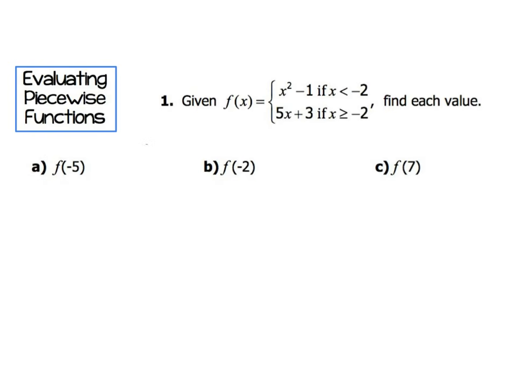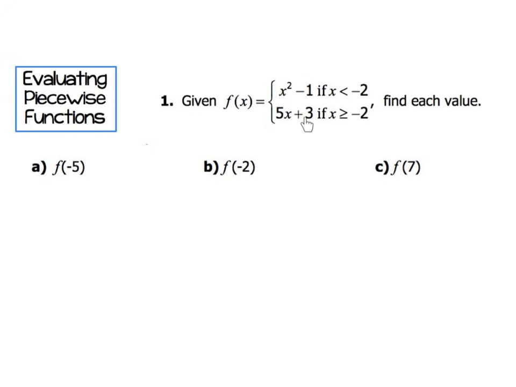So in order to evaluate piecewise functions, here's what we need to do. Piecewise functions will always look like this, where we say f of x, because it's a function, is equal to, and we put a brace because we have two separate functions. Our first function is x squared minus 1 if x is less than negative 2. So that is the domain of this first function. When x is less than negative 2, this is our function.